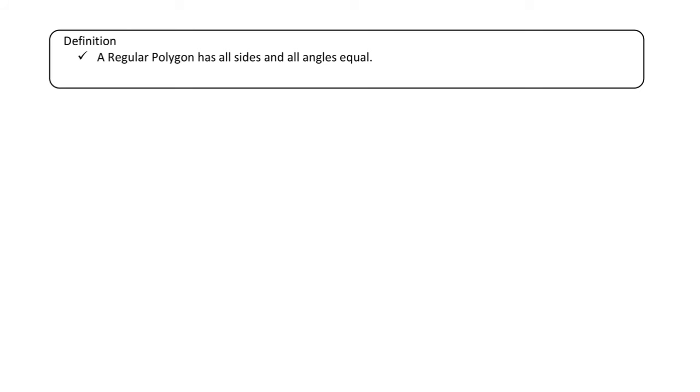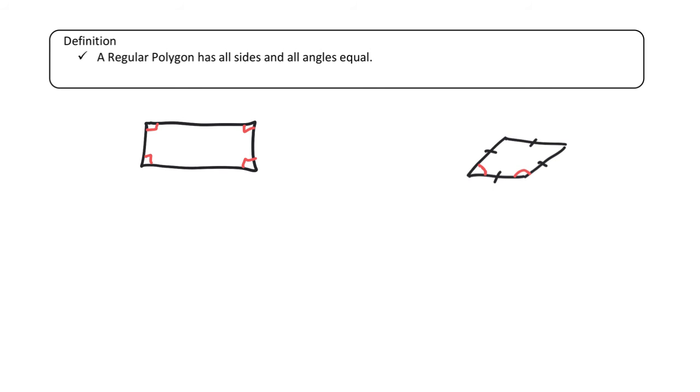A regular polygon has all sides and all angles the same. So all the sides and the angles must be equal for this to be true. So we can have shapes which have sides all the same length, but because the angles are different, so this is clearly an acute angle and this one would be obtuse, it's not a regular polygon. Similarly, in a rectangle, the four angles are all right angles, they're all 90 degrees, but because the sides are different lengths, then it's not regular.